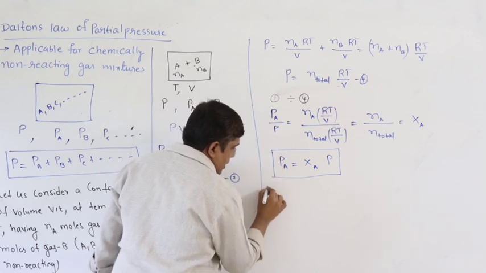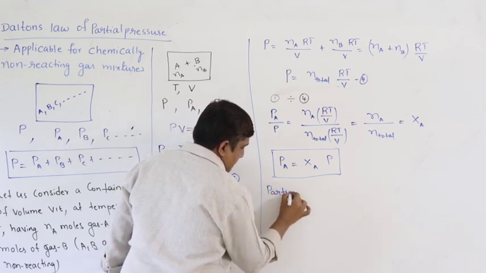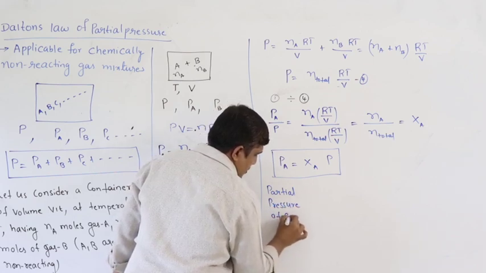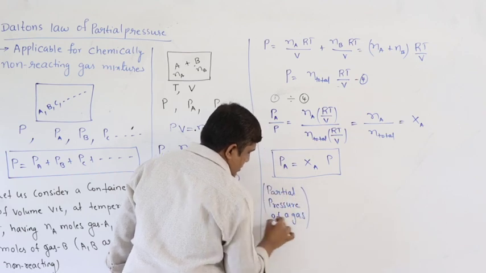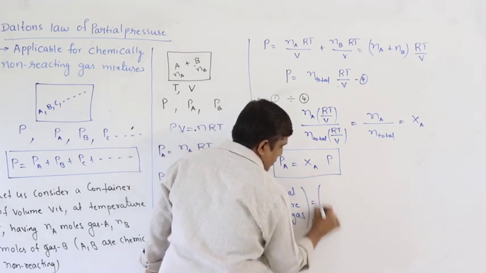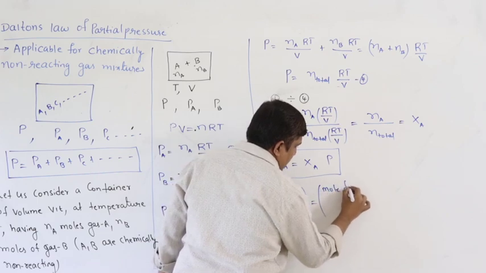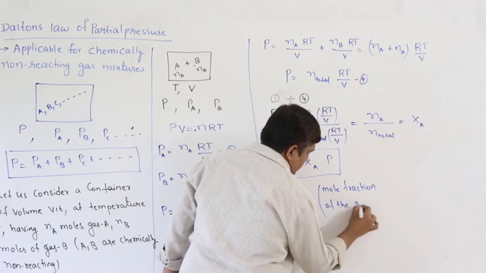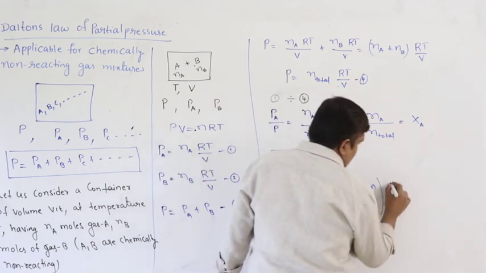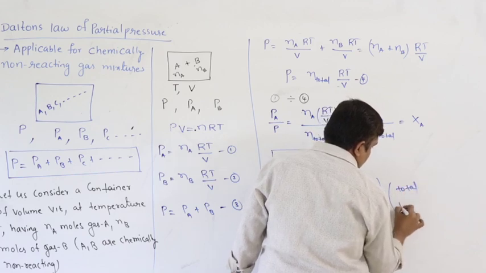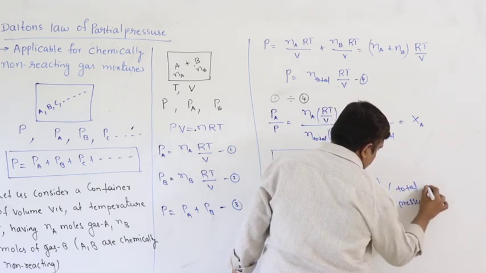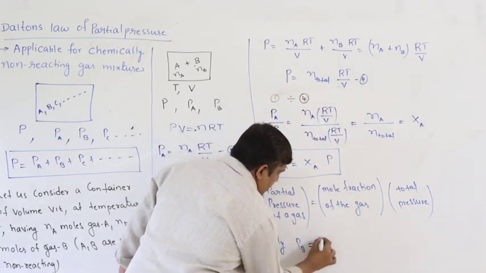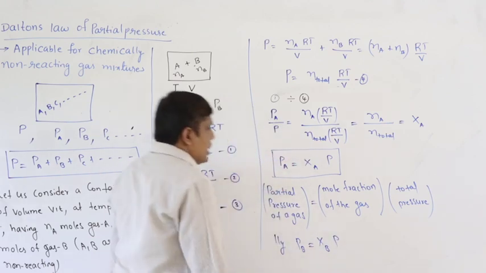So, in words, the partial pressure of a gas is equal to the product of the mole fraction of the gas and the total pressure of the system. Similarly, you can write for B: the partial pressure of B is equal to the mole fraction of B into the total pressure.